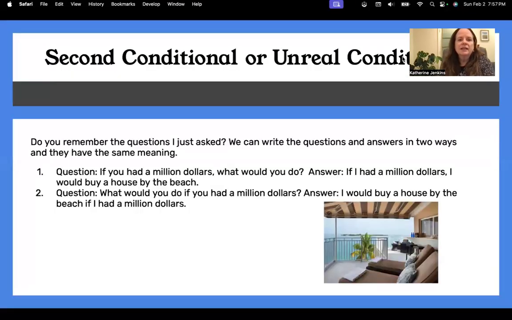So I just asked the question, if you had $1,000,000, what would you do? And my answer, if I had $1,000,000, I would buy a house by the beach. And I also asked the question, what would you do if you had $1,000,000? Answer, I would buy a house by the beach if I had $1,000,000. It's really the same thing. We're just putting in the first one the dependent clause first, and then the second one, we're putting the independent clause first. We will talk about this more.